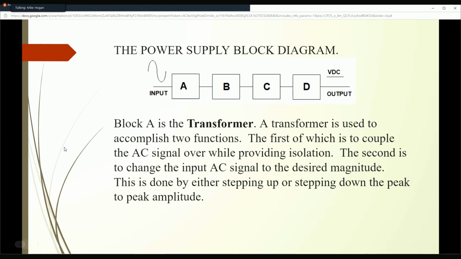Remember, in terms of the transformer, it can step up or step down, right? Typically for most of our devices, it's stepping 120 volts down to a usable voltage. However, you may have cases where that 120 volts is stepped up as well.